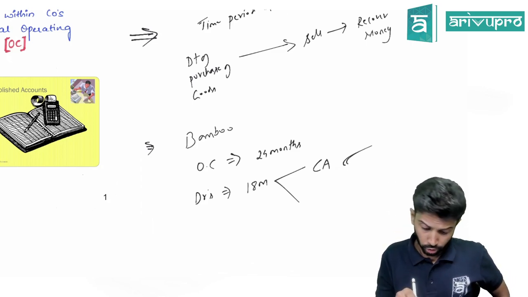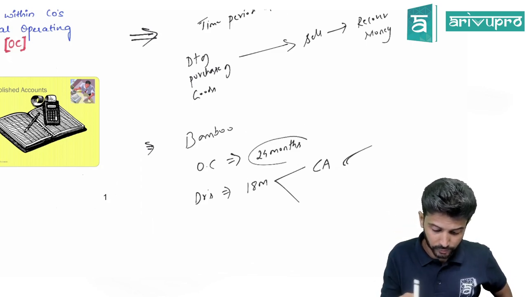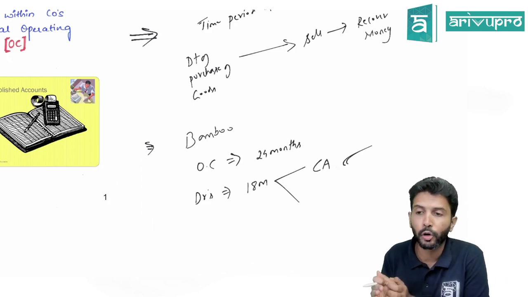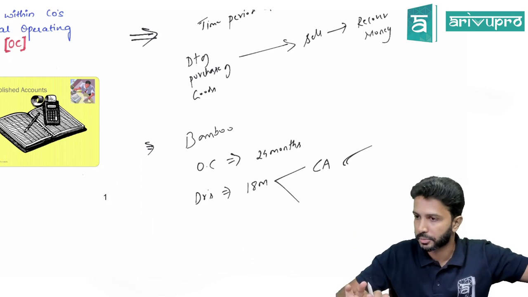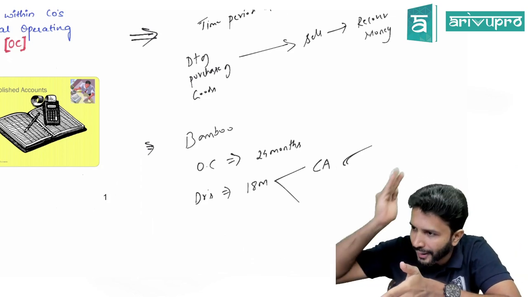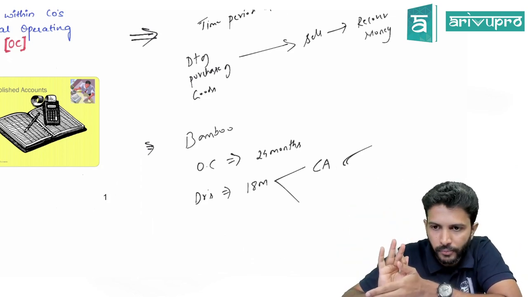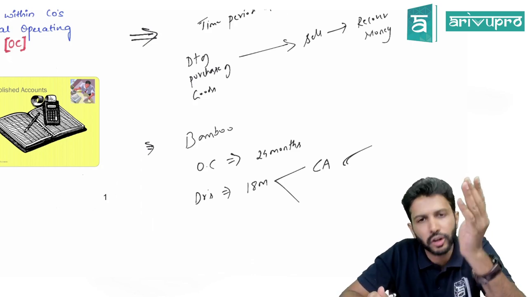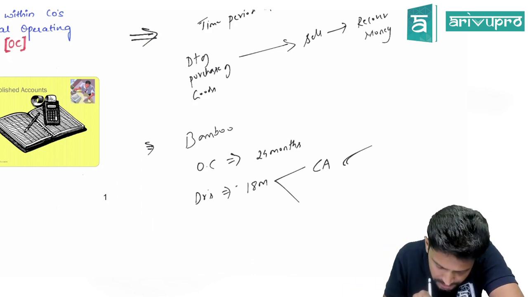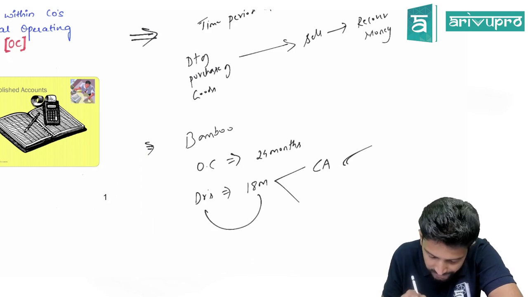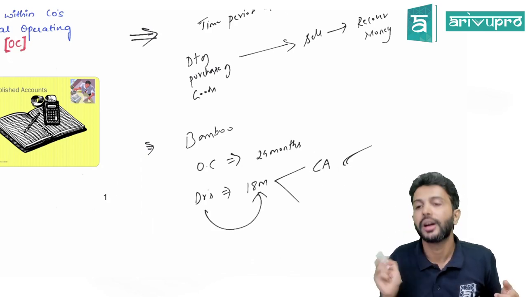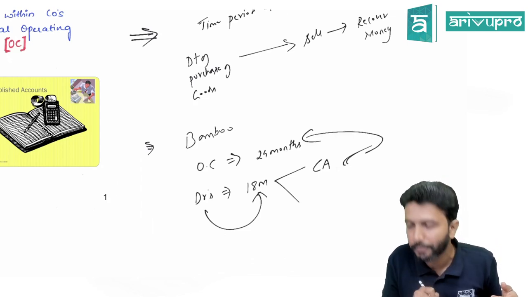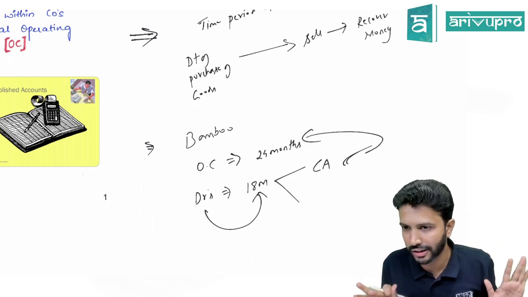Are we okay? So that means what, sir? Will this company prepare a balance sheet every 24 months once? No. Don't confuse the operating cycle with financial statements. Financial statements will be prepared every year. When you prepare the balance sheet or P&L every year, this particular debtor, though he is paying after 18 months, will still be shown as a current asset because he is within my operating cycle. That's all there is to it.